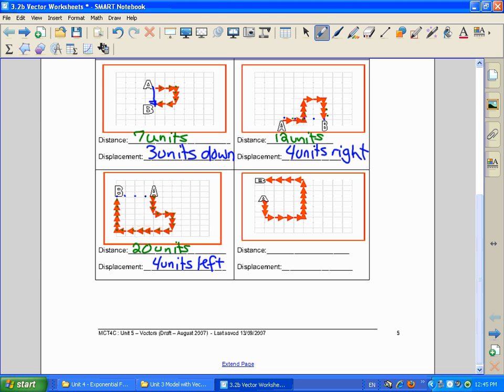All right, last one, folks. Here we go. Let's count up the arrows. 1, 2, 3, 4, 5, 6, 7, 8, 9, 10, 11, 12, 13, 14, 15, 16, 17, 18 units. And our displacement is, from here, we go 1, 2, 3, 4 units up. So that should be a good review of the difference between scalar quantity and a vector quantity. All right, remember the vector quantity has a direction.